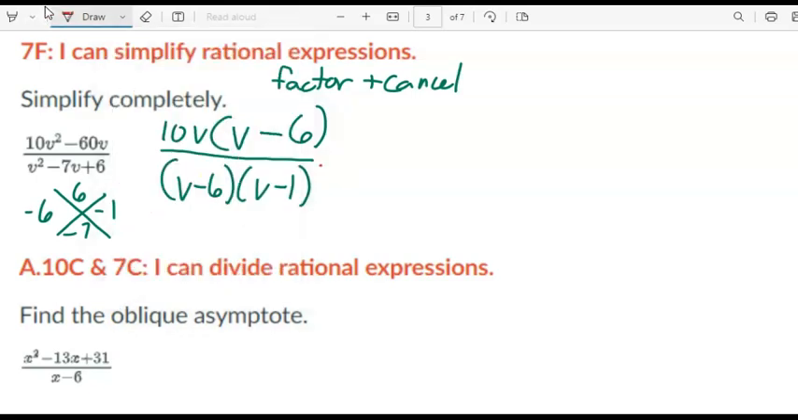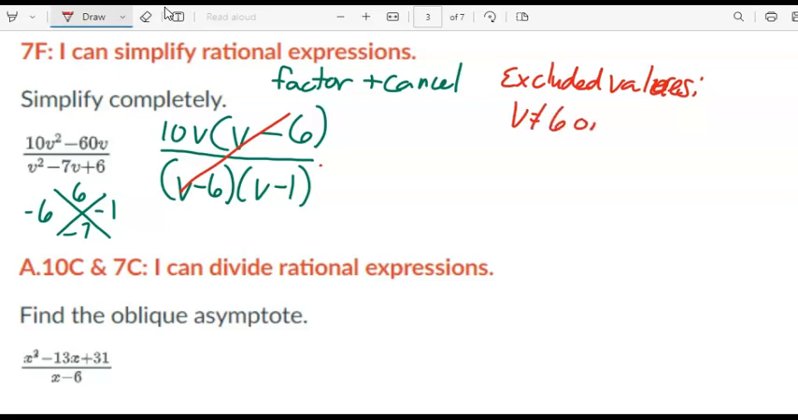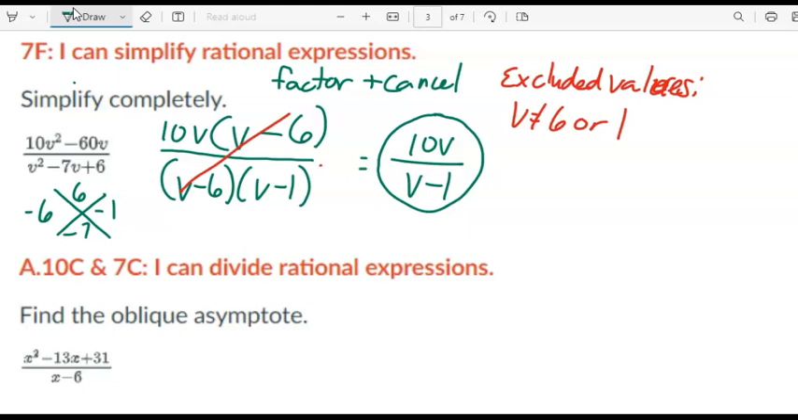It looks like something's going to cancel here. It's the v minus 6. So we have excluded values. V cannot equal 6 or 1. So then we have 10v over v minus 1. That's our simplified expression with excluded values of v equals 6 or 1.